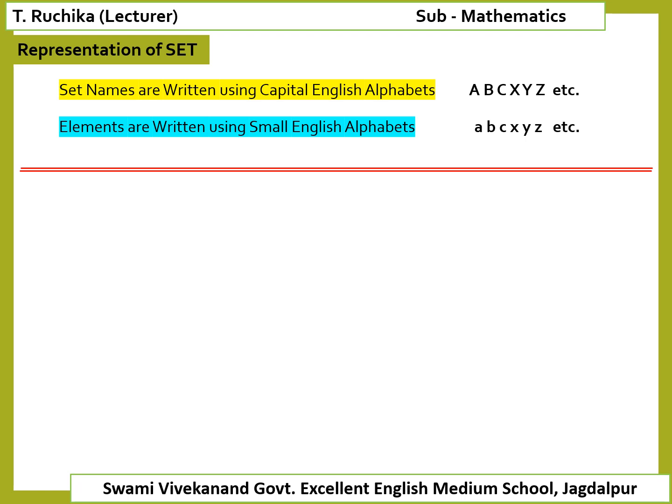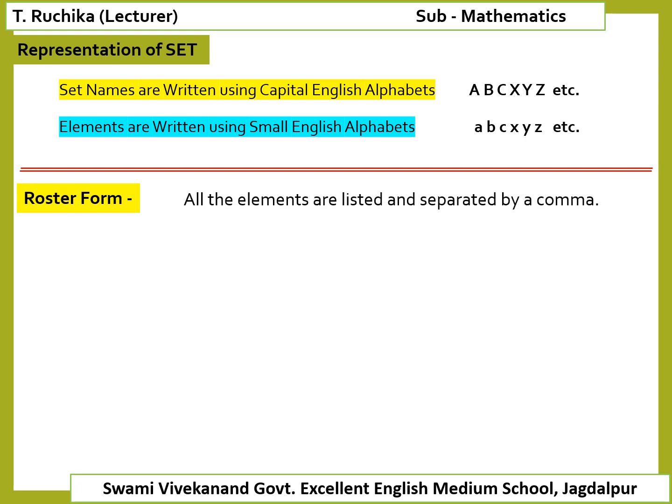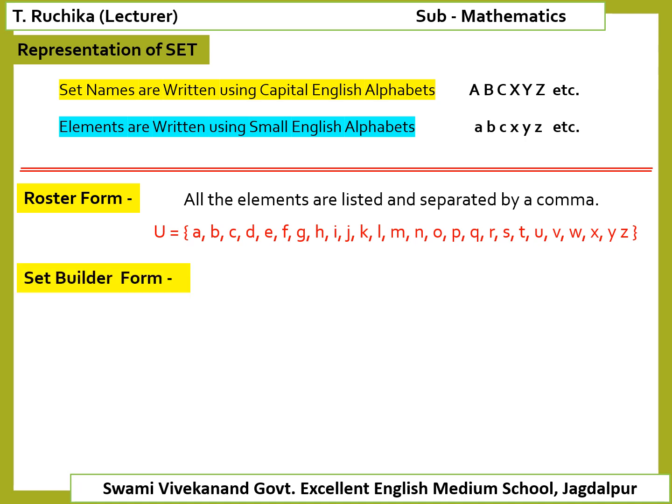Sets can be represented basically in two forms. First one is roster form. All the elements are listed and separated by a comma. Like a, b, c, x, y, z, what we have written here, we'll write using comma simply. See, U is equal to {a, b, c, d, e, f up to z}. So this is a set having all the English alphabets in small letters in roster form.